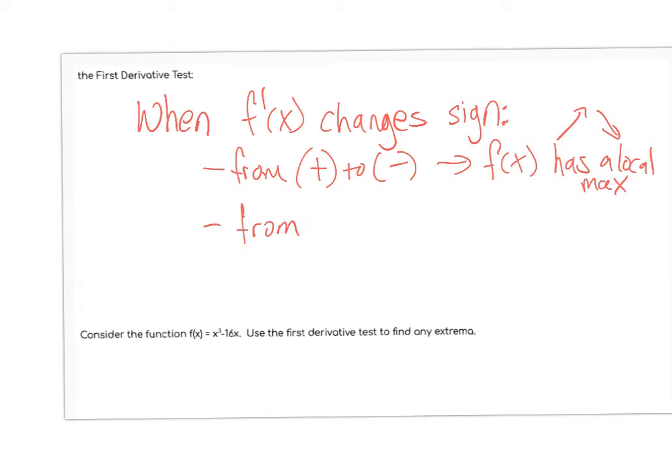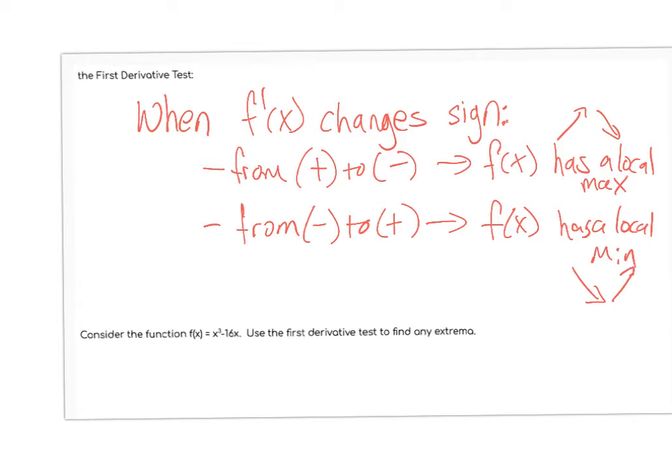If we're looking from negative to positive, then f of x has a local minimum. In other words, we're going from negative slope to positive slope. We're going from decreasing to increasing. The warning I'm going to put here is that f must be continuous for this to work.